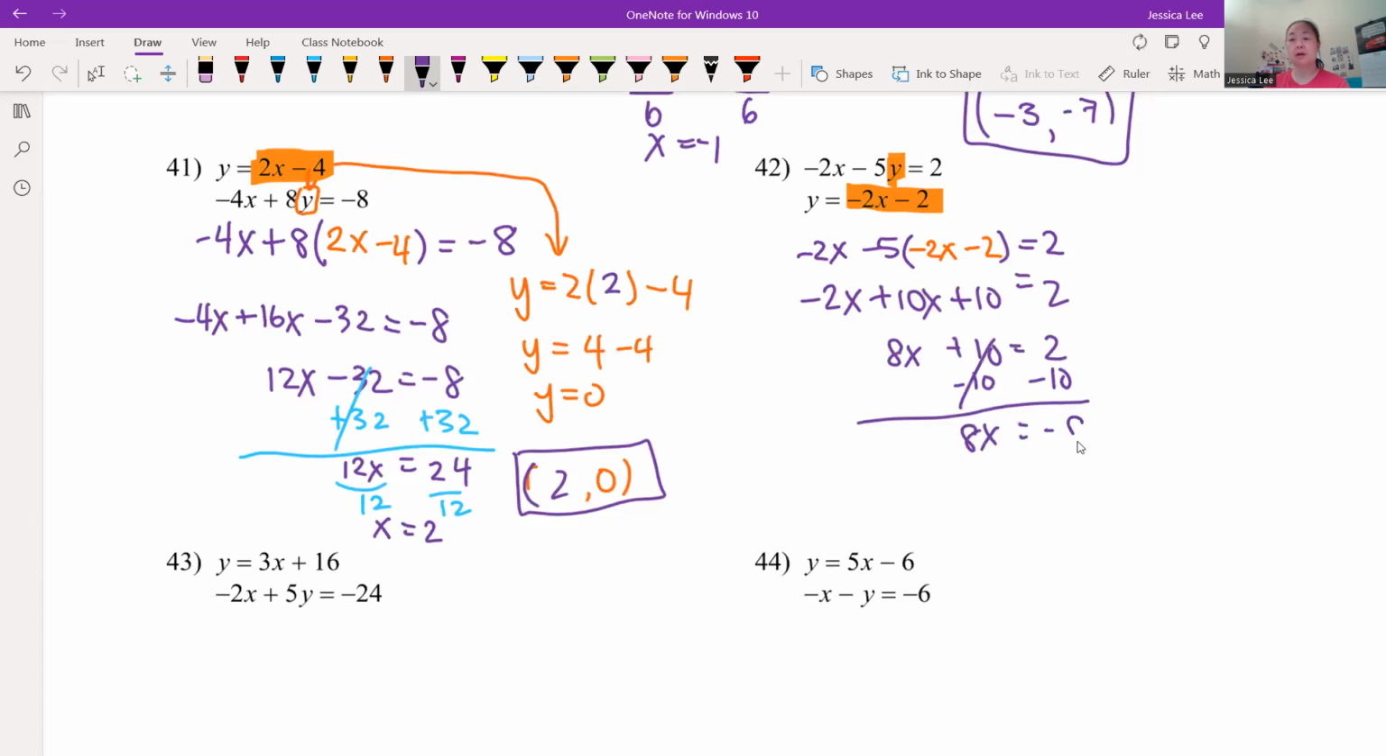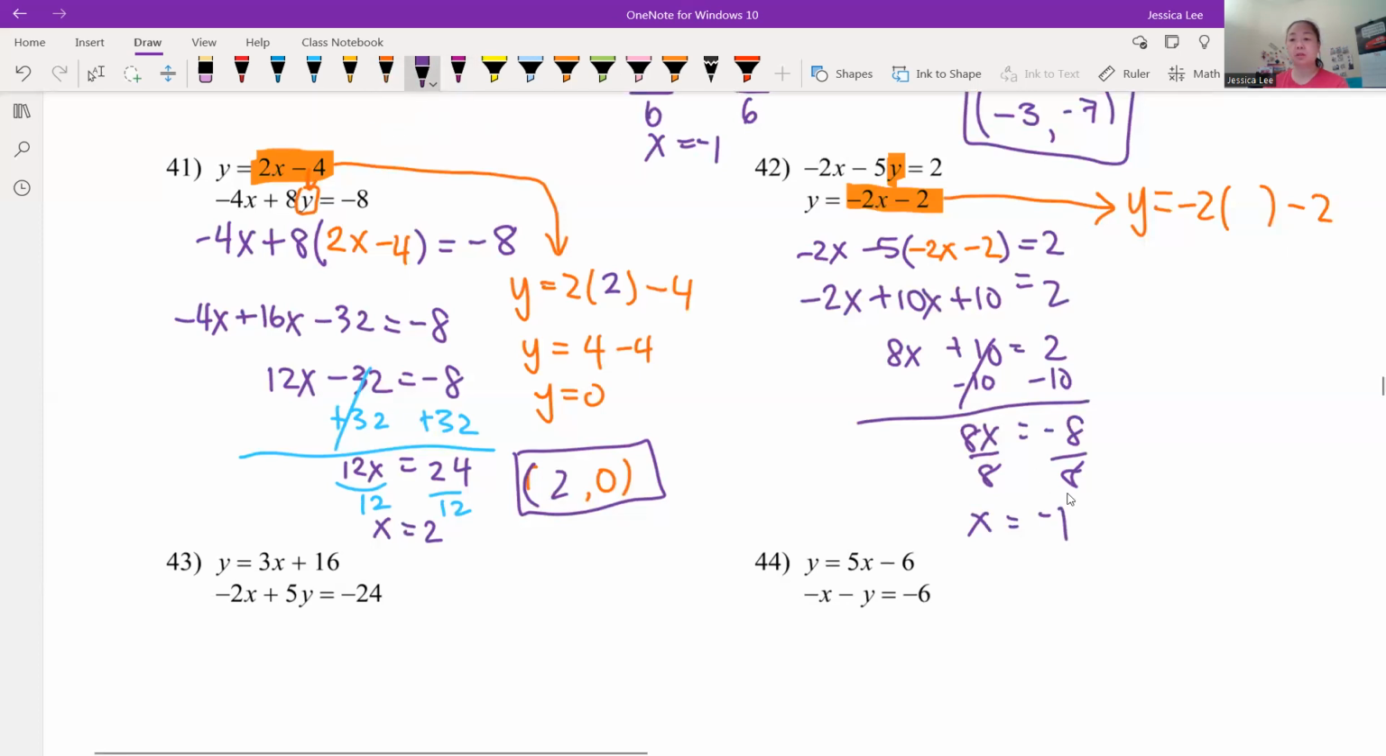8x is equal to negative 8. Divide by 8, and you get x is equal to negative 4. Okay, we can use either equation, but honestly, the easier equation is going to be the one that already has y equals solved for, right? So y is equal to negative 2, we're going to put our x there, and then minus 2.